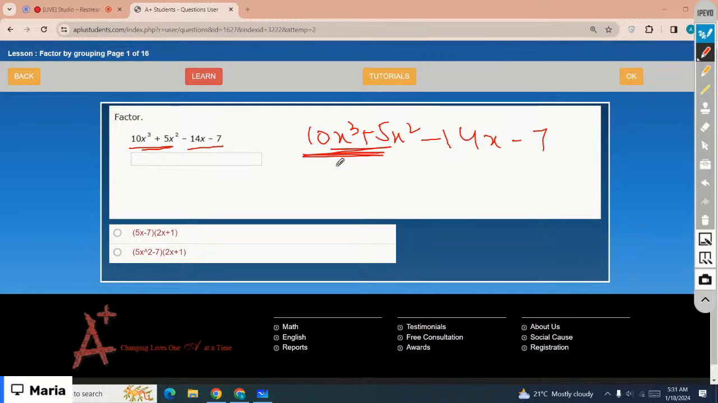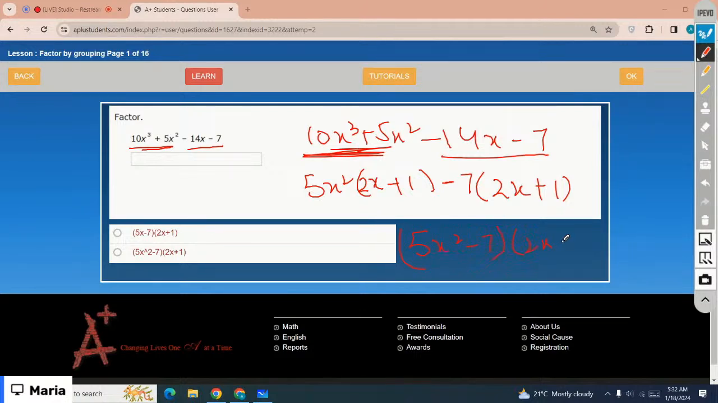So you can take common 5 and x squared from here. You are left with 2x plus 1, right? From here you can take common negative 7. Since 7 times 2 is 14, you have 2x, so we are left with 2x plus 1. So the factors are 5x squared minus 7 and 2x plus 1, right?